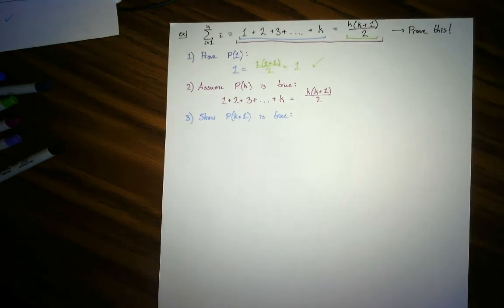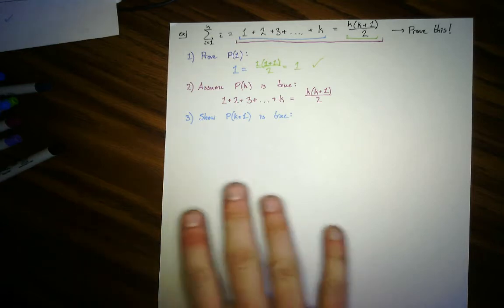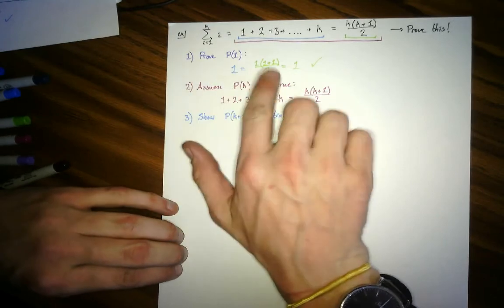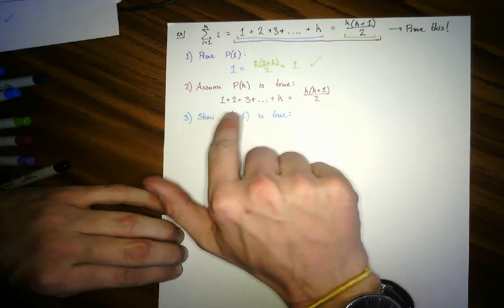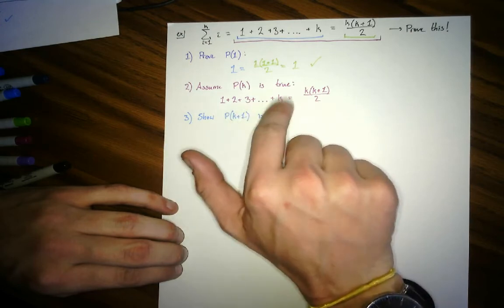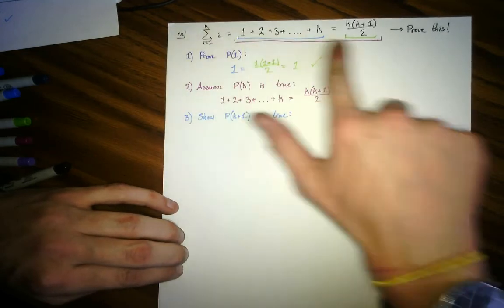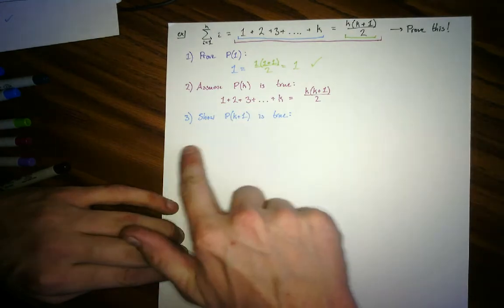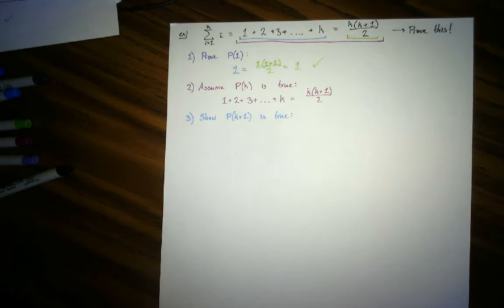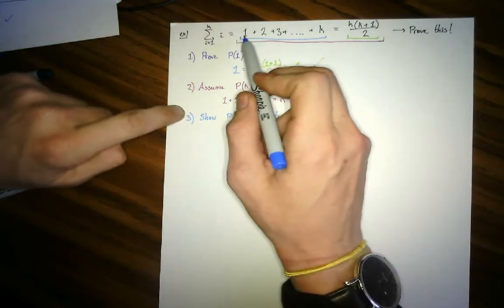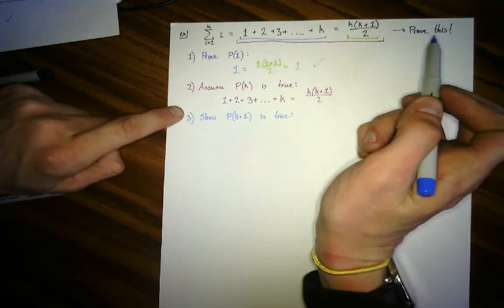If it did, it's getting late, so I'm just going to reiterate what I said right here. P of 1, we found that that's equal to 1. P sub k is true. We've got 1 plus 2 plus 3 plus dot dot dot plus k is equal to this formula. That's just this overall statement right here. Now we're trying to show that P of k plus 1 is true as well. If we're trying to show that the k plus 1th term is true, all it's saying is add up to k and then add another term on top of it.